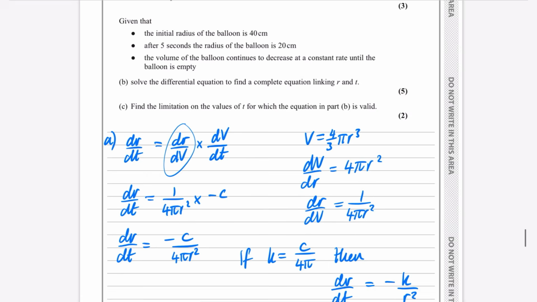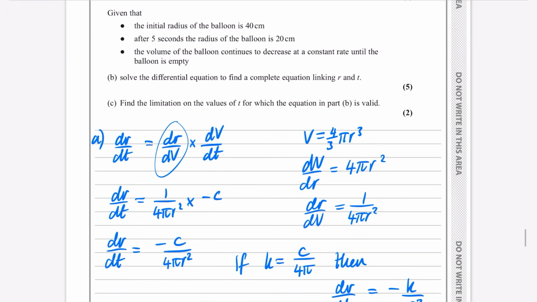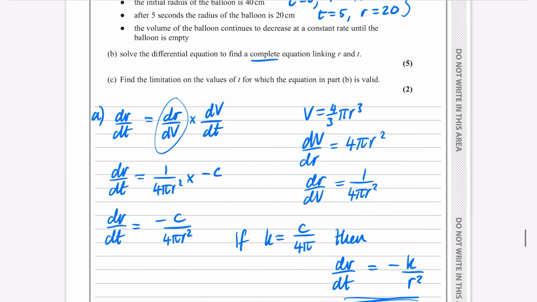Okay, it then says, given that the initial radius of the balloon is 40, so that means when t is equal to 0, r is equal to 40. After 5 seconds, so when t is equal to 5, the radius is equal to 20. And it says the volume of the balloon continues to decrease at a constant rate until the balloon is empty. That's not going to be that useful for us. Solve the differential equation to find a complete equation linking r and t. So we're going to need to use this information in just a second.